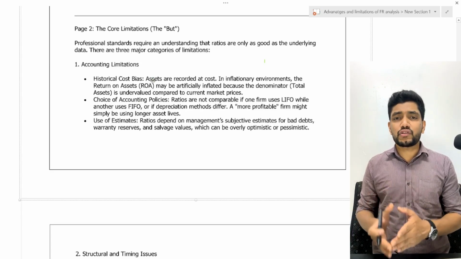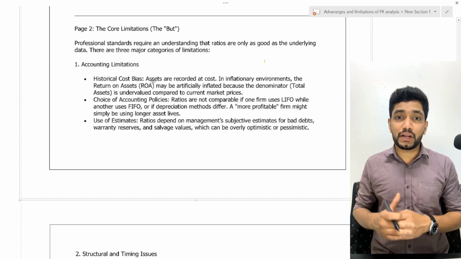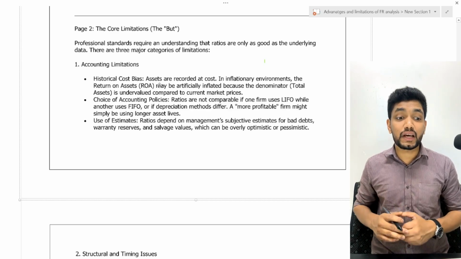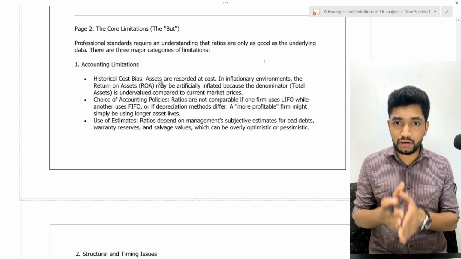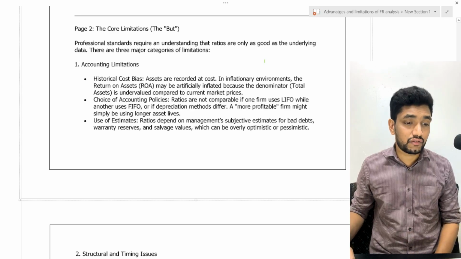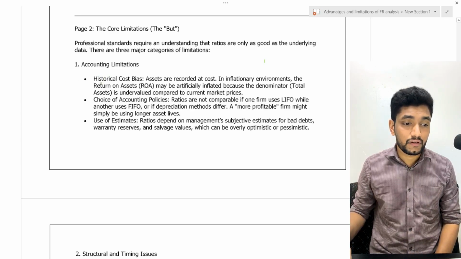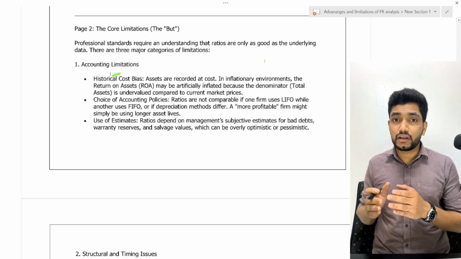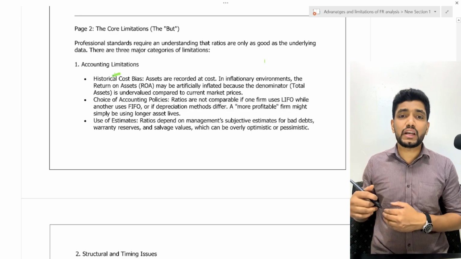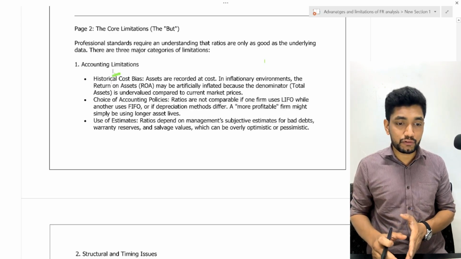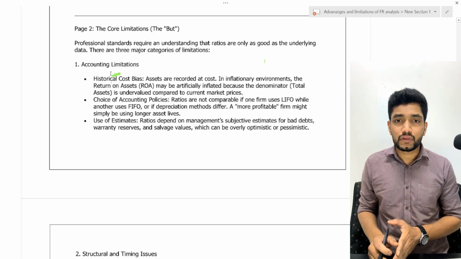As we know, for the ratio calculation, we are taking primary data from the financial statements. The financial statements have a lot of accounting limitations themselves. The key limitation is historical cost bias. That means the financial ratio analysis is historical based. It is not telling anything about the future, but it's all about past performance or historical performance.